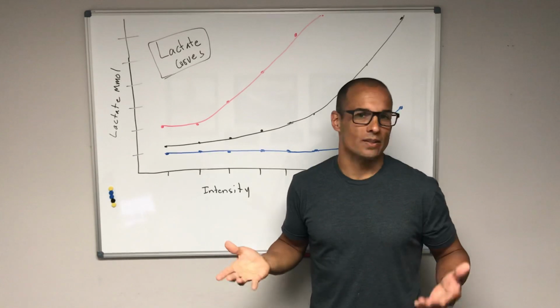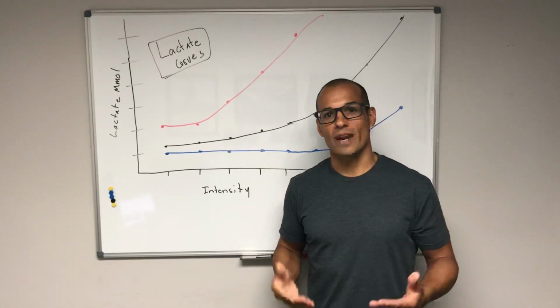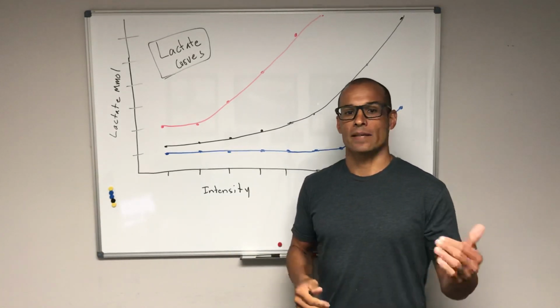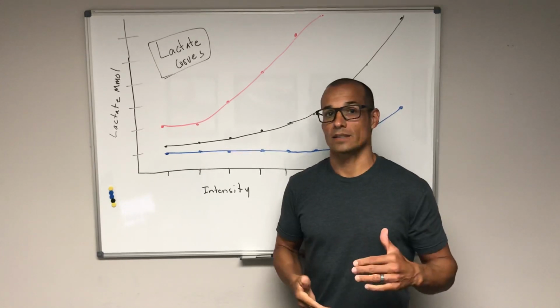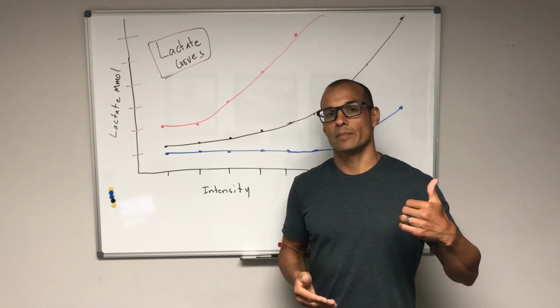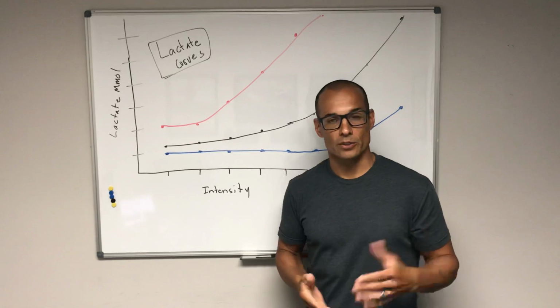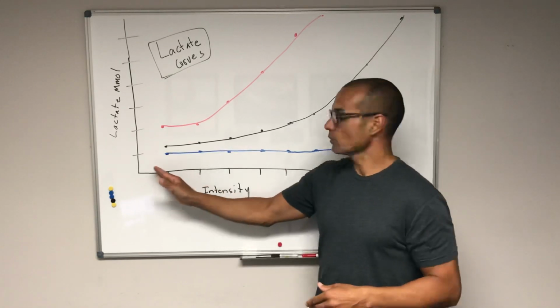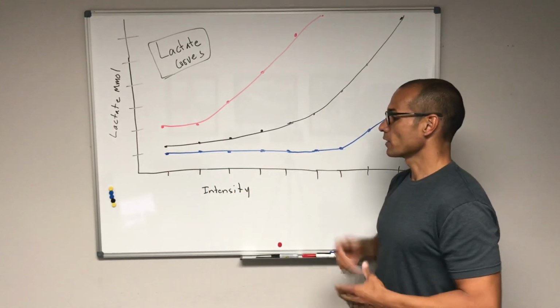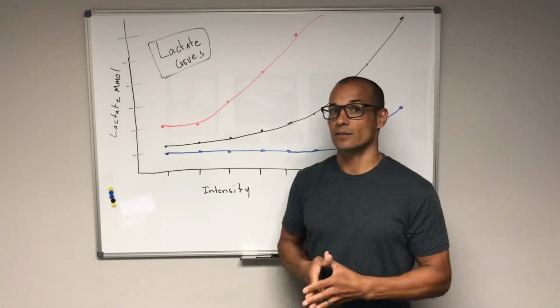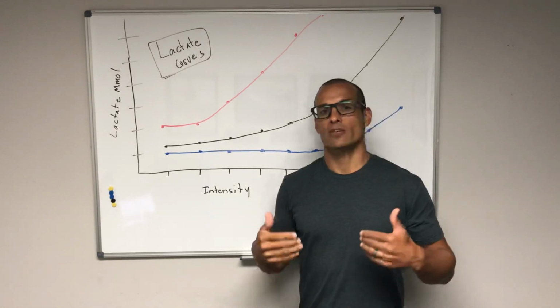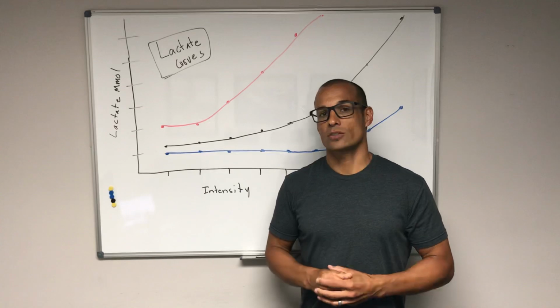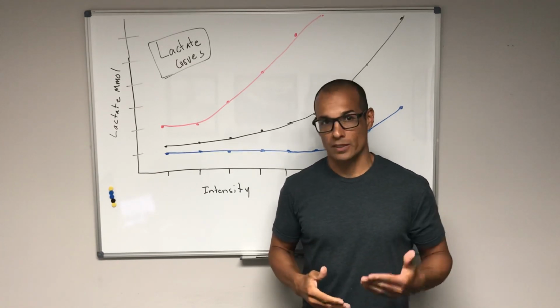At rest, most of us are like 1, 1.2, 1.5, maybe 2. And we stay at a pretty low lactate level until our intensity starts to increase. And so what we want to do is we want to test to see where that increase begins. Okay, and anytime you have an increase in lactate, you also have an increase in carbohydrate combustion.